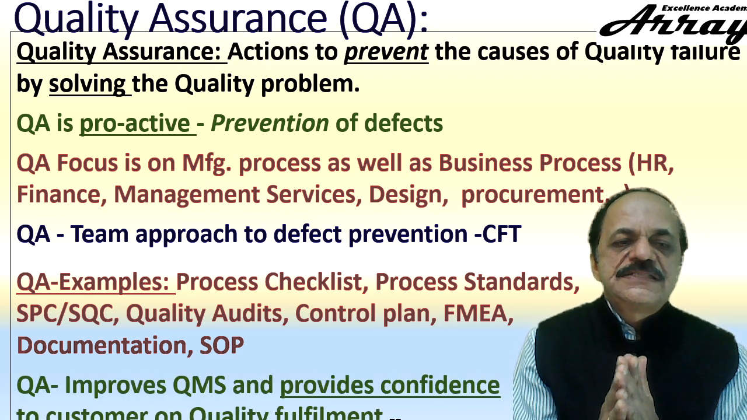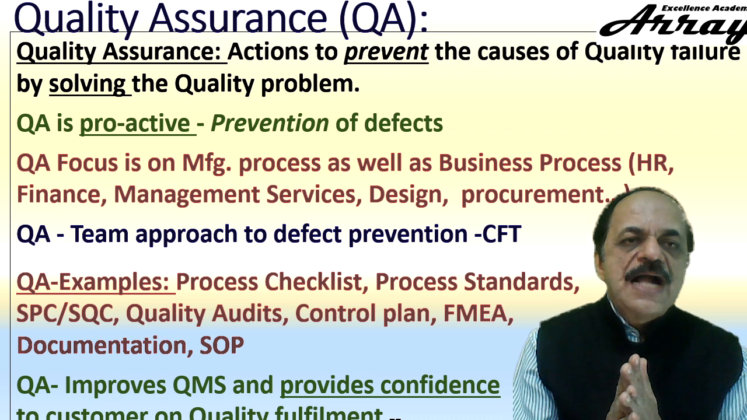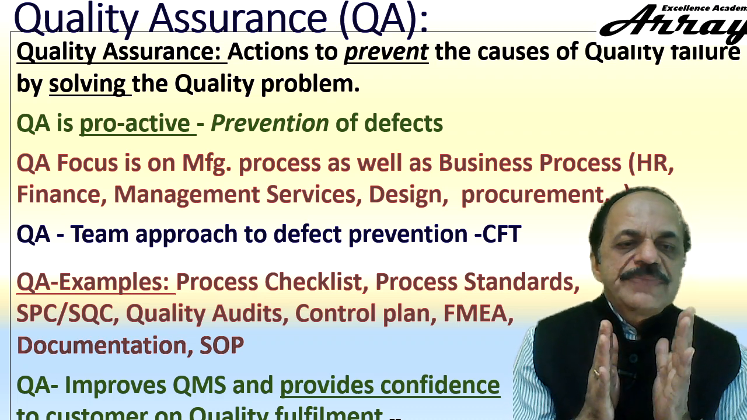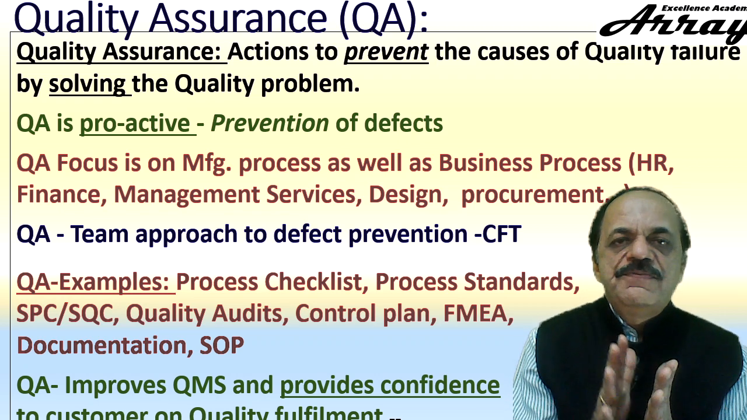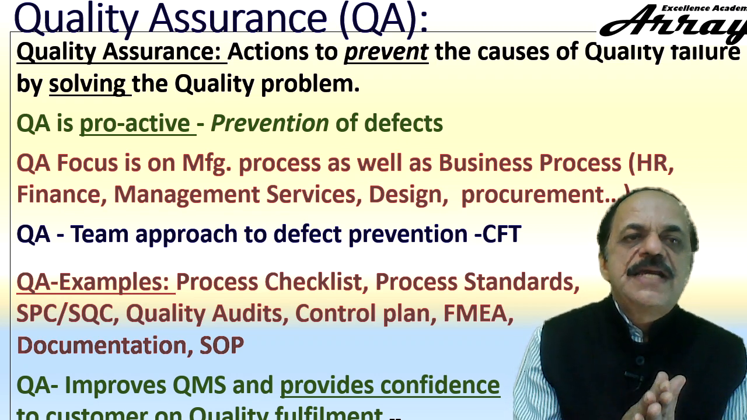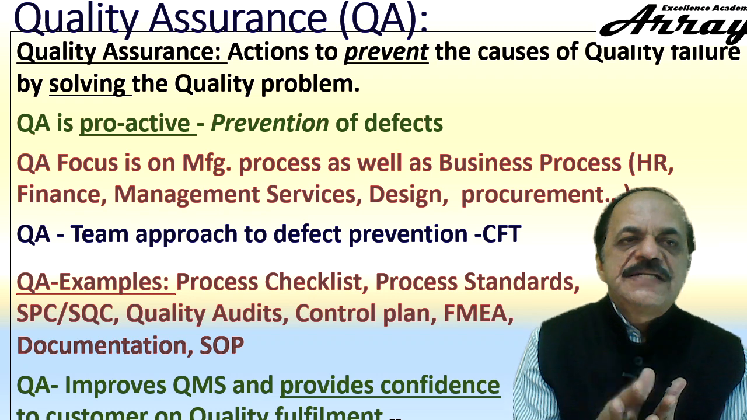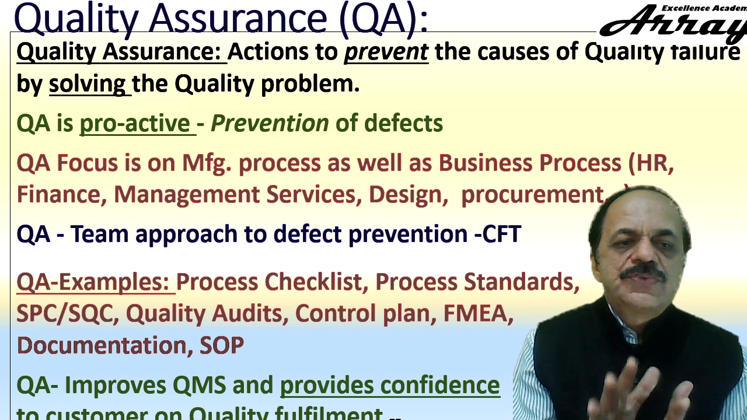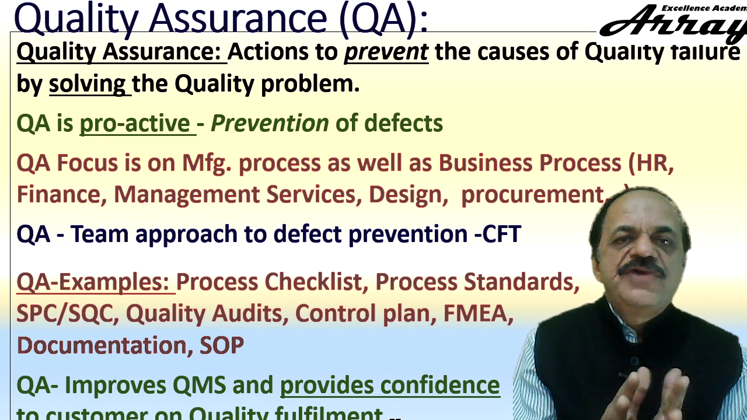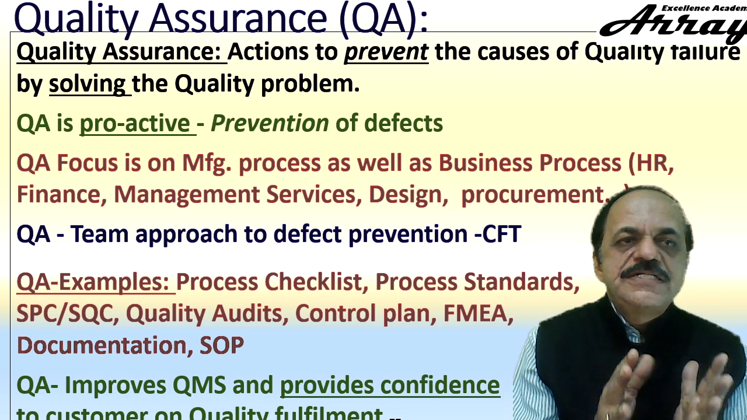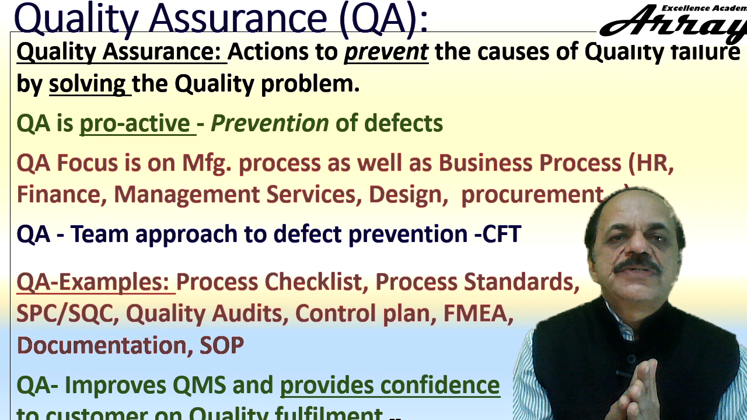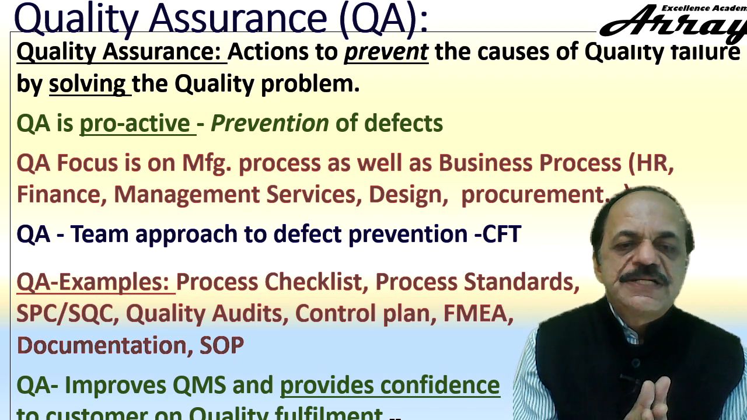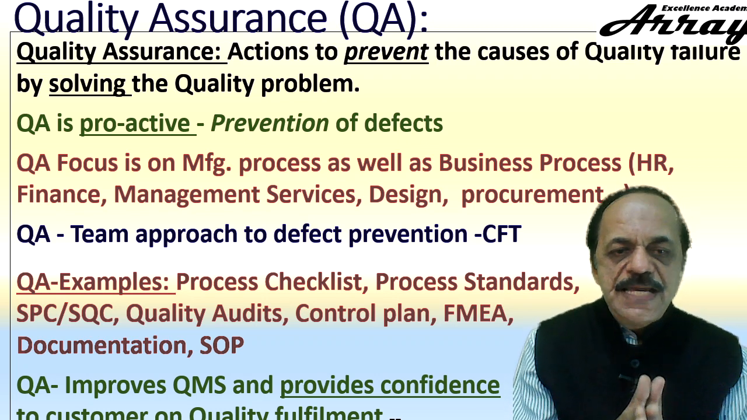Please remember this statement. Many times this is being asked in the interviews also. What provides confidence to the customer on quality fulfillment or commitment to quality by any organization from where they are purchasing the item is quality assurance. Quality assurance provides confidence to customers on the quality improvement focus of the organization. Also, quality assurance helps in improving the quality management system, which I will cover at the end.